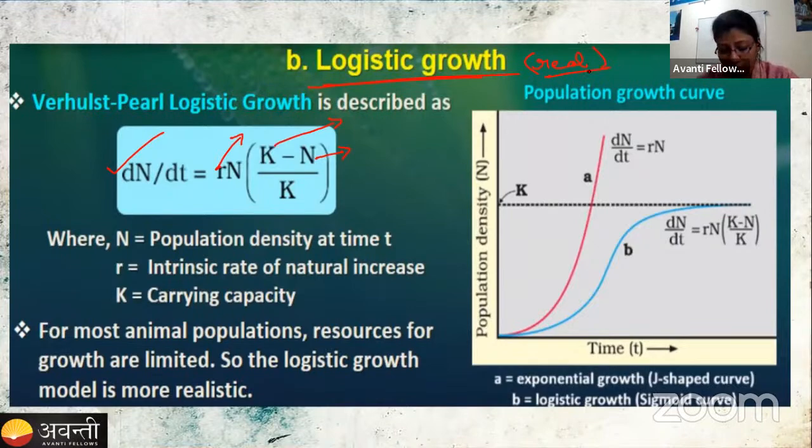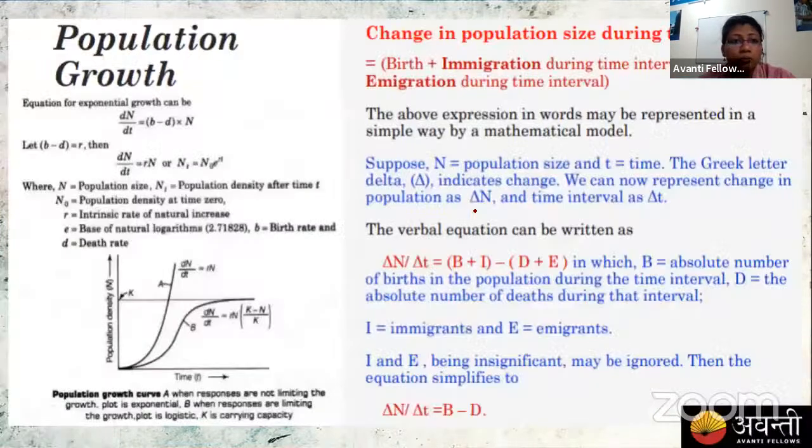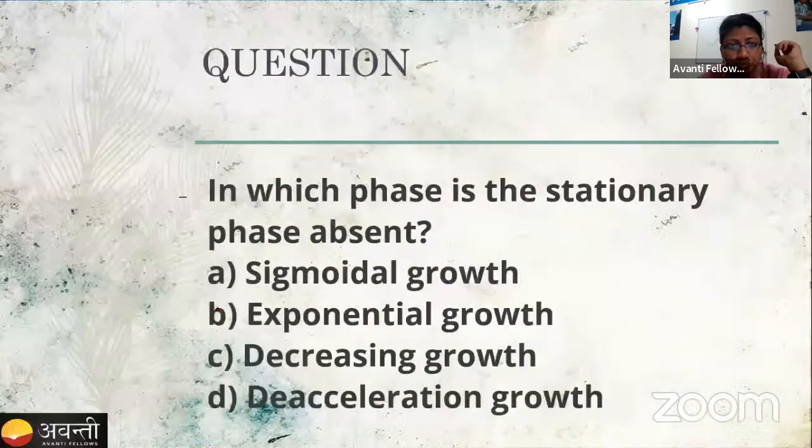Is it clear to everyone? Okay, now as I have told you, we have two types of growth curves: the J-shaped curve and the S-shaped curve. The J-shaped curve shows exponential growth, having only two phases. Then we have the S-shaped curve, which shows logistic growth, having three phases: the lag, log, and decelerating.